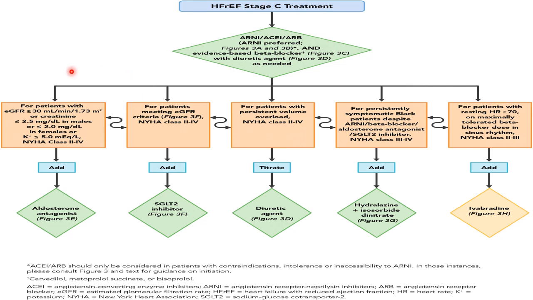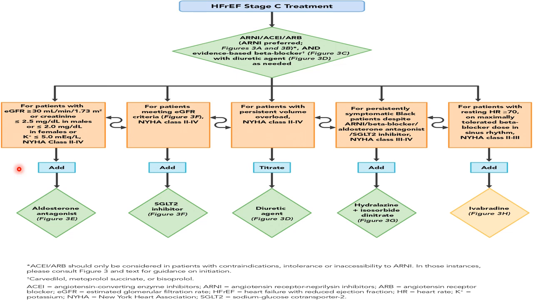The next line of therapies requires certain parameters. For example, if you are trying to add aldosterone antagonists, these patients should have preserved renal function with an eGFR of greater than 30 mL per minute per 1.73 square meter body surface area, or their creatinine should be less than 2.5 milligrams per deciliter in males and less than 2 milligrams per deciliter in females, or their potassium should be equal to or less than 5 milliequivalents per liter, plus they are really symptomatic with NYHA class 2 to 4 symptoms.